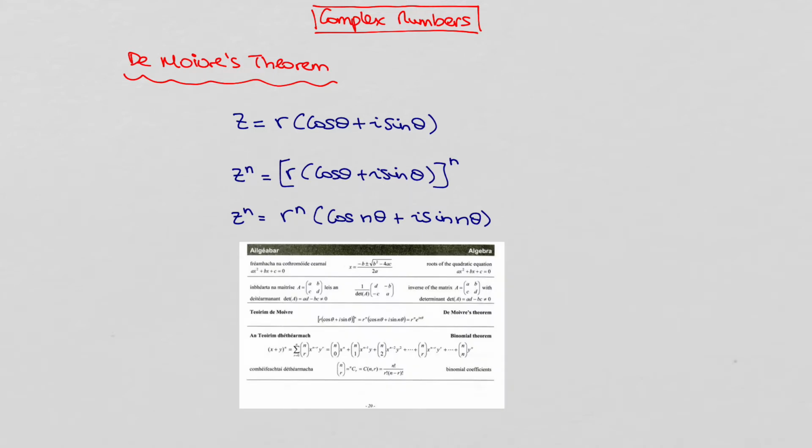And we can see this on page 20 in our maths tables. So if we see here in the middle, we have de Moivre's theorem. And we generally don't use this little bit here. That's irrelevant for us for Leaving Cert. So really we're only looking at this part here. And we're going to use de Moivre's theorem to do three specific things.